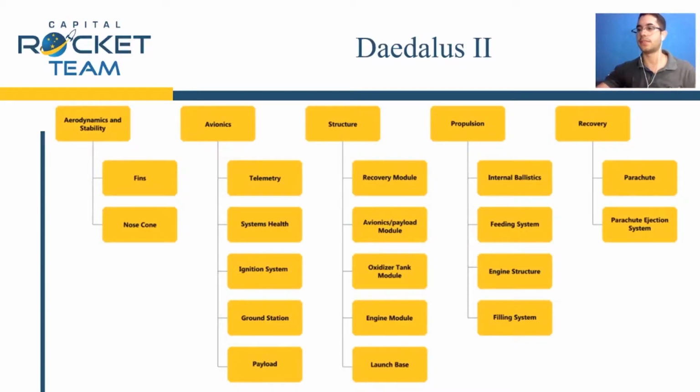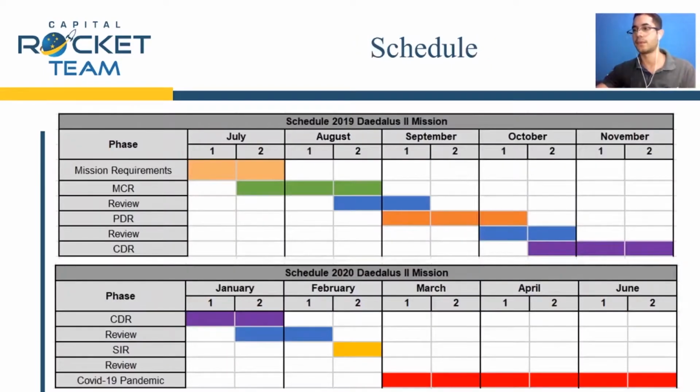The Daedalus II mission was divided into 5 main areas. Each area has a specific task in the project subsystem. The project schedule began in July last year. It went through the MCR, PDR and CDR.